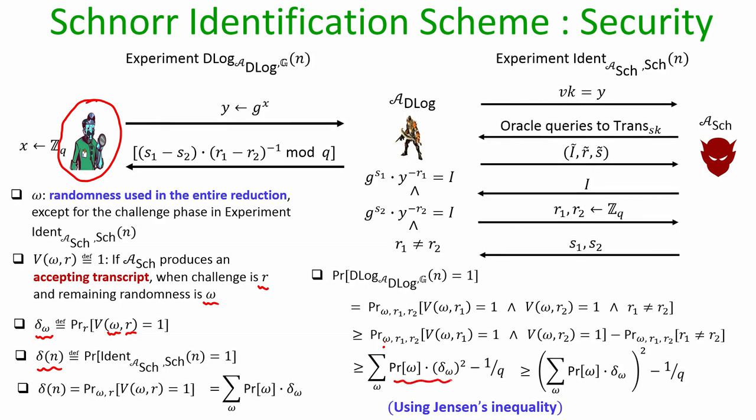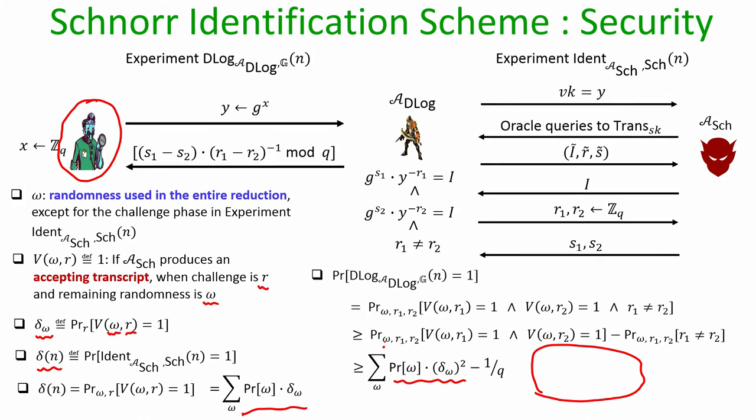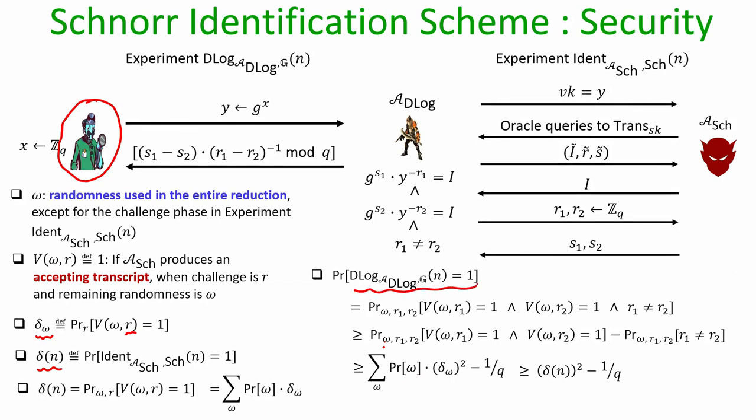What I can do is take the square inside the expression, over the probability of randomness omega to happen here. And if you now see this entire big bracket, the square of this big bracket, it is nothing but delta of n. That is the definition of delta of n, which is the probability with which the adversary against the identification scheme can win the game in the reduction, right. And that is the claim which we wanted to prove. We have proved that the advantage of the discrete log solver is greater than or equal to the square of the advantage of the adversary against the identification scheme minus 1 over q.